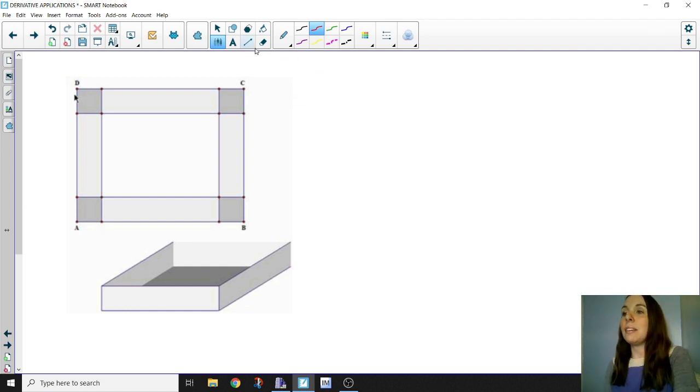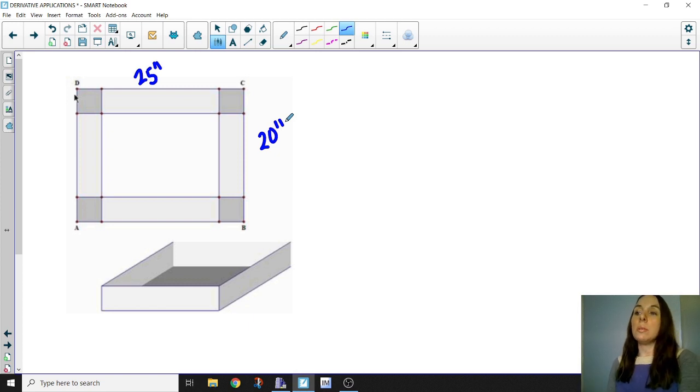Okay, so let's say, for example, that you start with some sort of rectangular sheet that is, let's say, 25 inches by 20 inches. And again, what you want to do is cut out corners here, here, here, and here, so that you can then fold up the sides to make your open top box. What will the dimensions be of the little squares that you cut out to maximize the volume? That's actually what we're trying to figure out here.